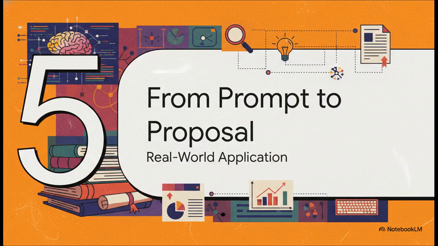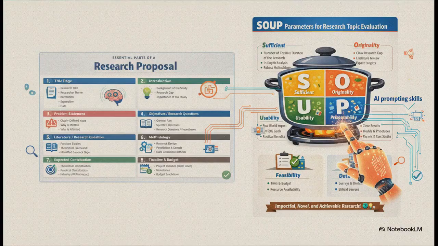All right, so how does all of this theory actually come together in a real-world task? Let's take these prompting skills and apply them directly to something we all have to do, building a research proposal. So have a look here. On the left, you've got the standard pieces of any research proposal. On the right, a framework for seeing if your research topic is even a good idea. The great news is your new AI prompting skills can help with pretty much every single part of this.